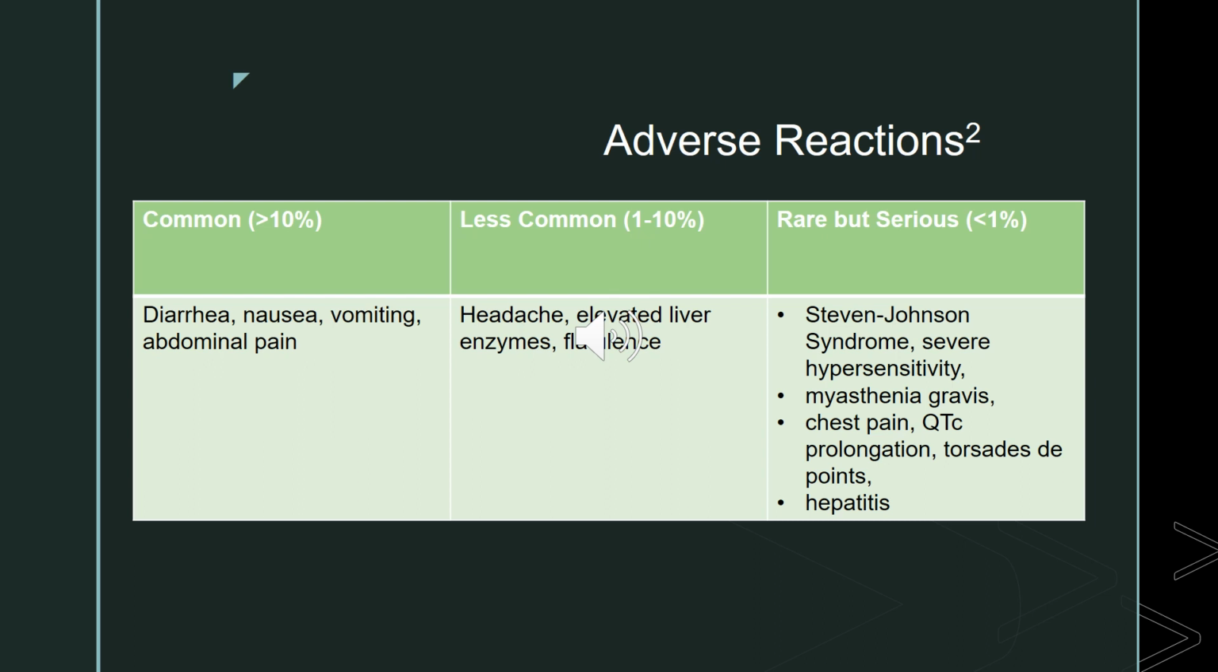Patients are going to be counseled to be aware of Stevens-Johnson syndrome, which is a blistering skin reaction that can happen. We also could see myasthenia gravis, which is an autoimmune disorder that affects the nerves between skeletal muscles, so that can result in weakening of the skeletal muscles. You could also see chest pain, QTc prolongation, or torsades de pointes. Again, we're going to use it with extreme caution in patients who have heart conditions or who are currently taking medications that have QTc prolongation effects. And we could also see hepatitis, so again, using severe caution with a patient who already has hepatitis.